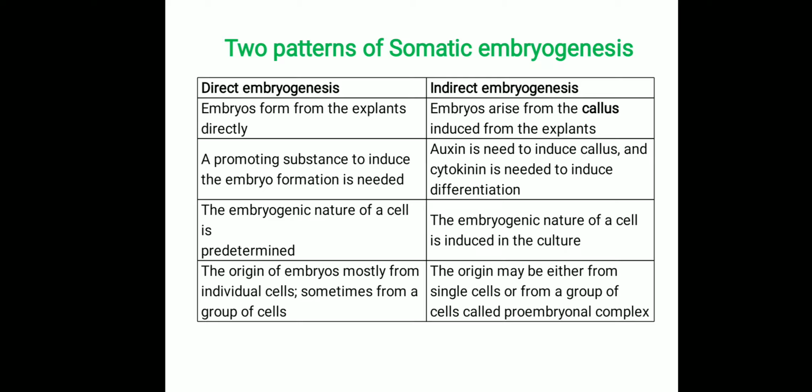In direct embryogenesis, the embryogenic nature of a cell is predetermined, whereas in indirect embryogenesis, the embryogenic nature of a cell is induced in the culture itself. In direct embryogenesis, the embryos originate mostly from individual cells, sometimes or rarely from a group of cells. Whereas in indirect embryogenesis, the origin may be either from single cells or from a group of cells called a proembryonal complex.